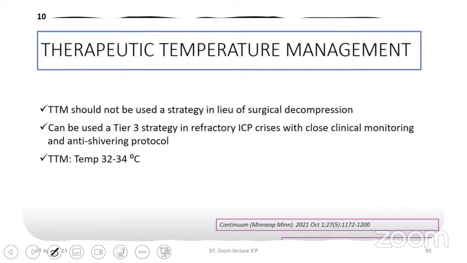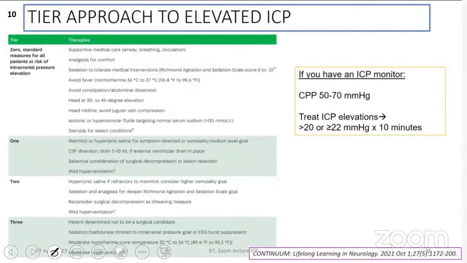Therapeutic temperature management, TTM, should not be used as a strategy in lieu of surgical decompression, but it's a 3-tier strategy, and I'll tell you the tiers of management of ICP. It's used in refractory ICP crisis with close clinical monitoring and an anti-shivering protocol. Temperature targeted is 32 to 34 degrees centigrade. So the tiered approach to management of elevated ICP has 3 tiers: 0, 1, 2, and 3.